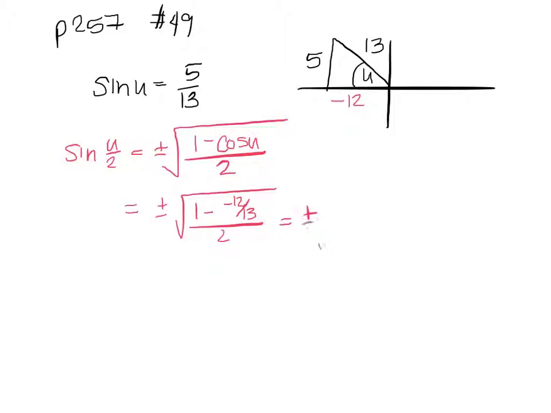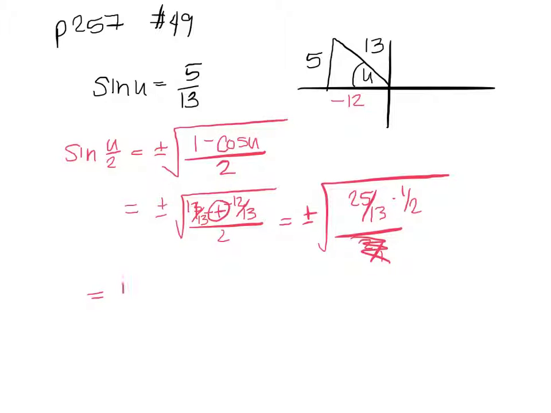So we get plus or minus the square root of 1 plus, this will be a plus, right? And then I have to get a common denominator, 13 over 13. So that'd be 25 over 13 over 2, which is 2 over 1, so I can multiply by the reciprocal. Am I going too fast? No? Okay, it's on video. Plus or minus does matter. I want you to keep up with me here. Okay, so on the top, 25 times 1 is 25. 13 times 2 is 26.